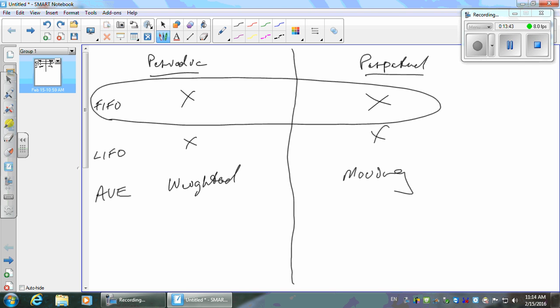The answer to that is yes. By the way, it's far easier to calculate periodic. So if I were to ask you for perpetual FIFO, I have a recommendation for you: calculate it periodic and give me the answer.